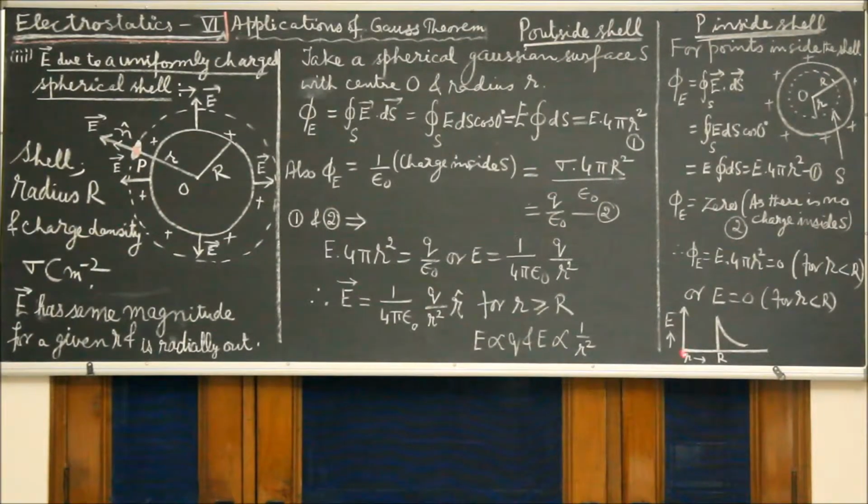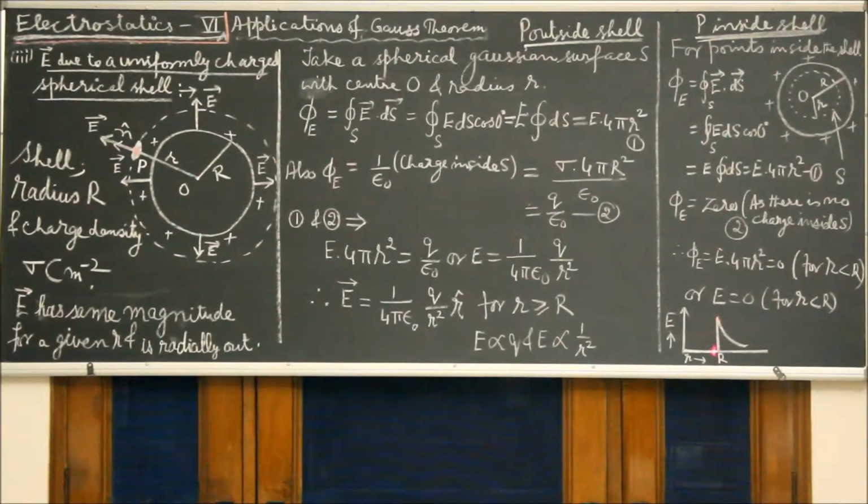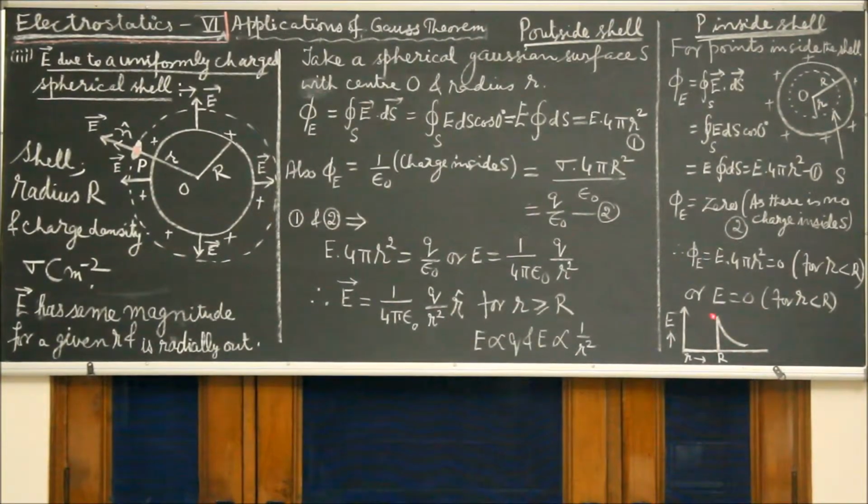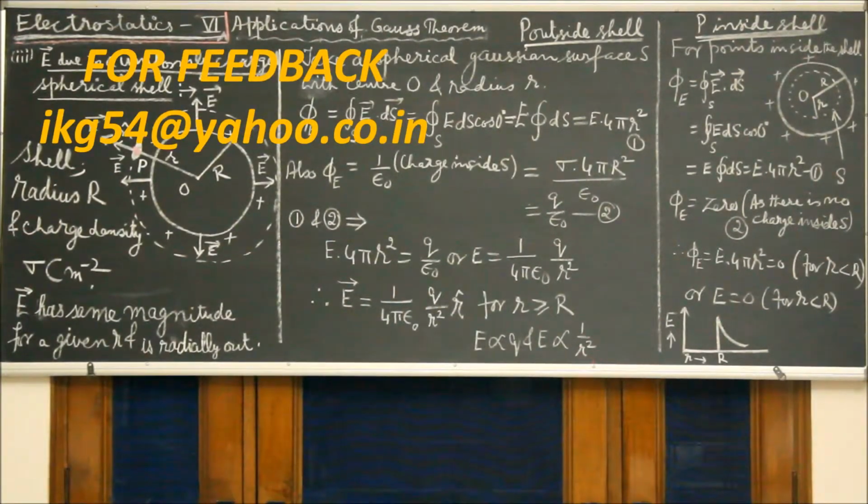Up to small r less than capital R, less than the radius of the shell, the field is 0, and on the surface it is maximum. For r equal to capital R, the field becomes maximum and thereafter varies inversely as square of the distance from the center. So this graph shows the variation of electric field intensity with distance from the center.